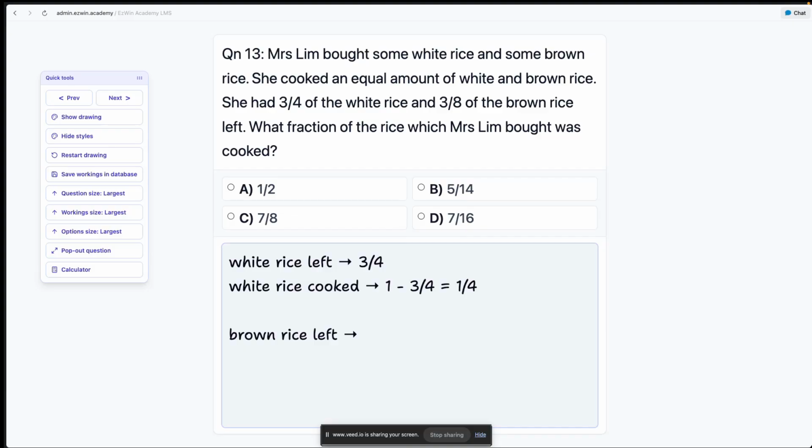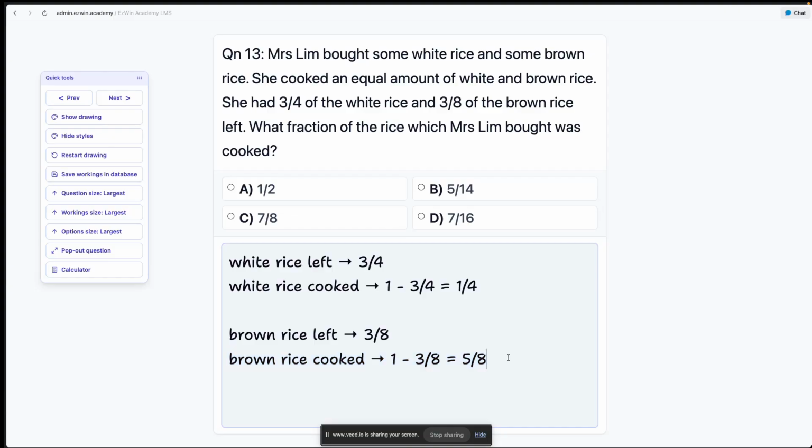But yes, brown rice left, we know that is 3/8. Okay, in this case. So with this, we also know that the brown rice cooked is equal to 1 minus 3/8. In this case, is equal to 5/8. So we know that the white rice cooked is equal to the brown rice cooked.